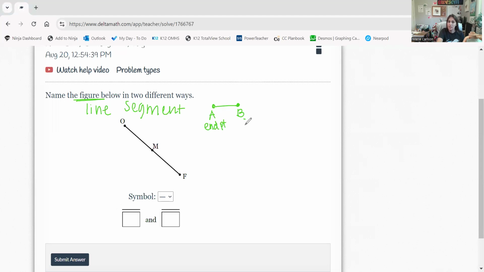So I'm going to name this segment in two ways using the endpoints on this segment. So one of my endpoints is O and the other endpoint is F. So my two potential names for this segment would be OF and FO.